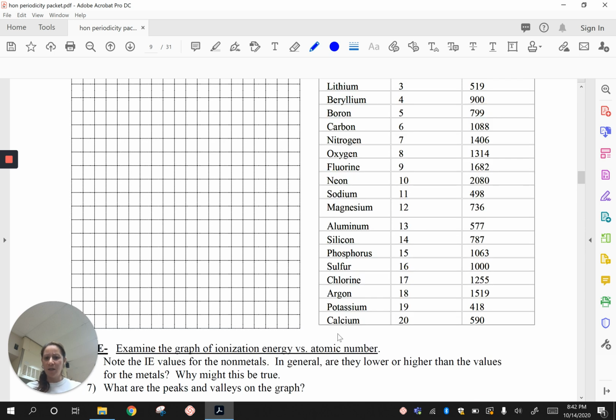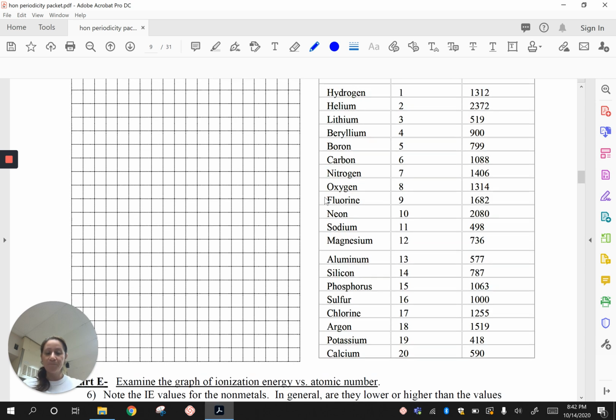So if you compare the metals with the non-metals, question number 6 says, note the ionization energy values for the non-metals. In general, are they lower or higher than those values of the metals? And why might this be true? Well, if you were to actually graph it, you will see that the non-metals have higher ionization energies than the metals. Why is that? Well, the non-metals tend to be on the right of the periodic table. So as you go from left to right, we said that ionization energy increases because Zeff increases. So that makes sense, right?